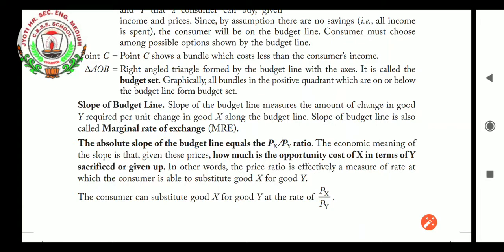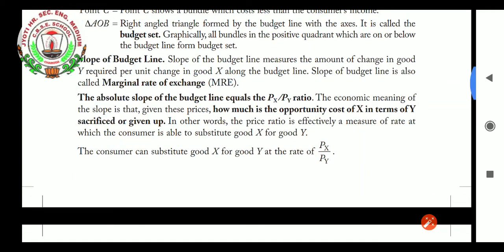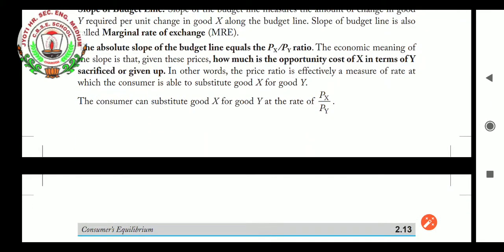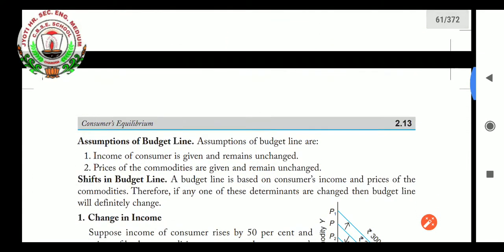The absolute slope of the budget line equals the ratio Px upon Py. The economic meaning of the slope is that, given these prices, it shows the opportunity cost of X in terms of Y, that is, how much Y is sacrificed or given up. In other words, the price ratio is effectively a measure of the rate at which the consumer is able to substitute good X for good Y. The consumer can substitute good X for good Y at the rate of Px upon Py.